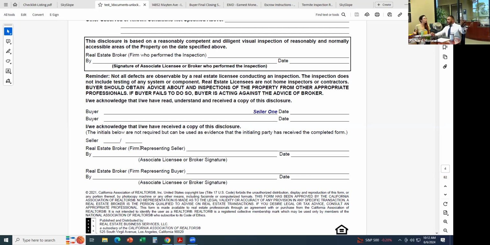Well, buyer, seller to be fully executed. Agents, it's not necessary to be fully executed, but we should have all the agent signatures on this.